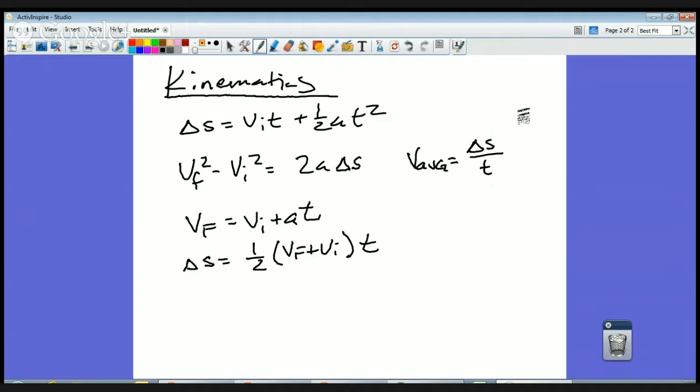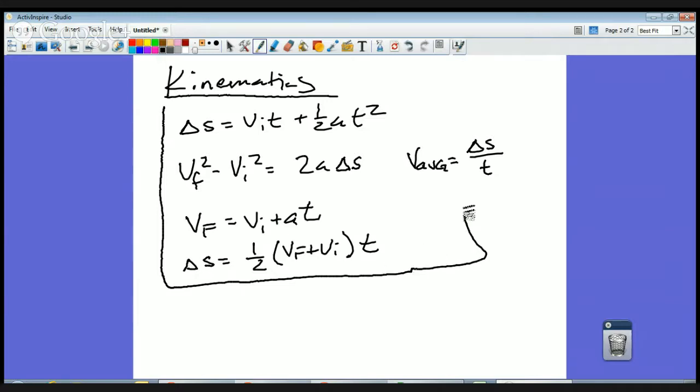So remember the difference between displacement and distance, right? Displacement is just the final position minus the initial position. That's all that matters. So it doesn't matter if you go to the moon and back. If you ended up where you started, your displacement is 0. So keep that in mind. It would be a really good idea to have these equations memorized. You probably know them already, but if not, definitely try to memorize these.